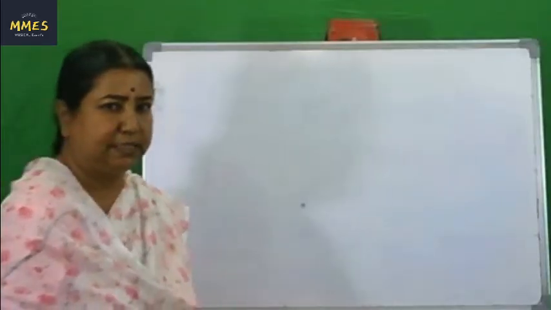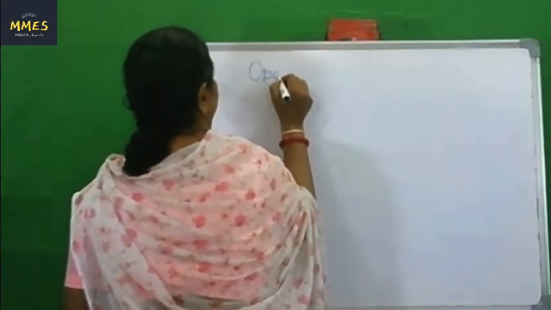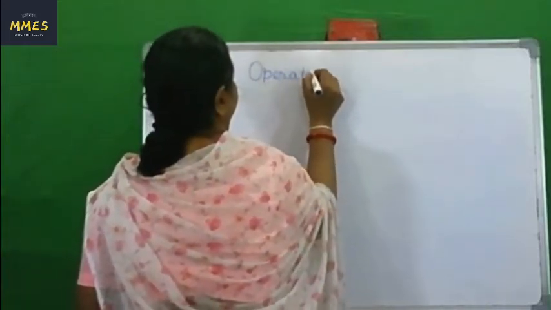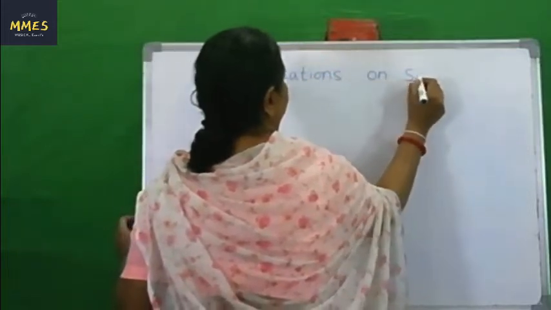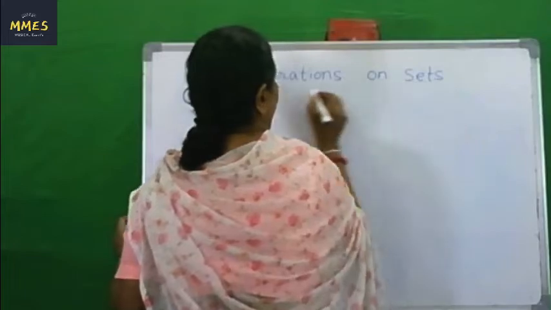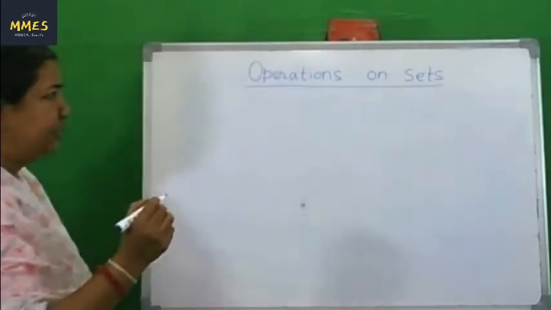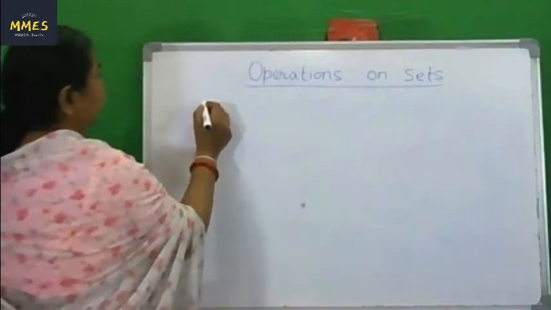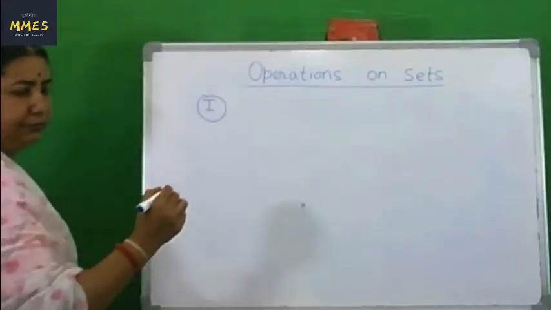Operations on sets. We start with the first operation, that is called union.